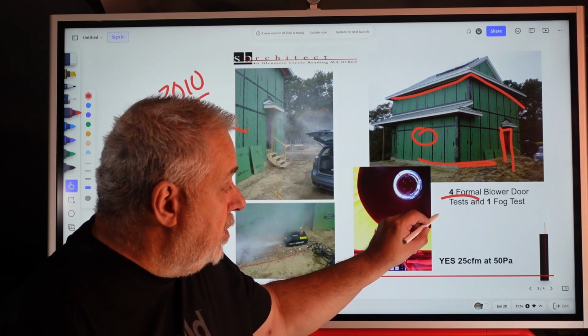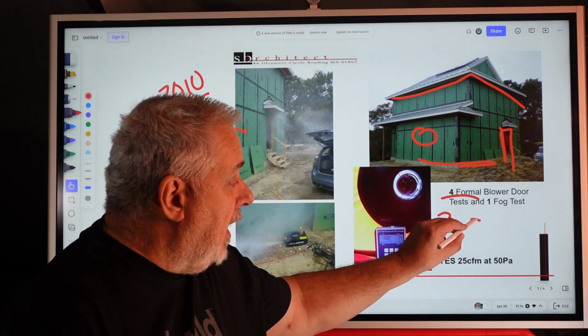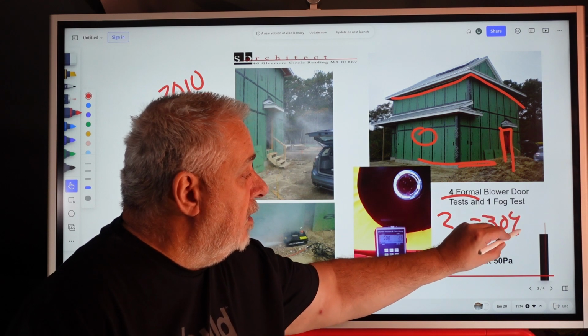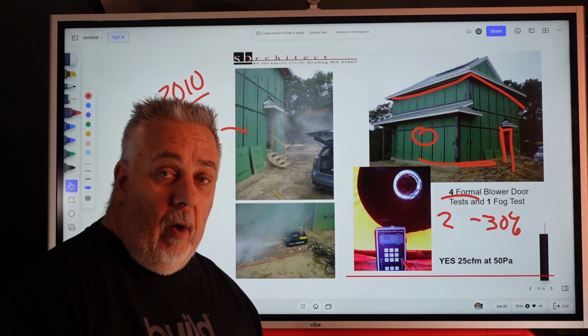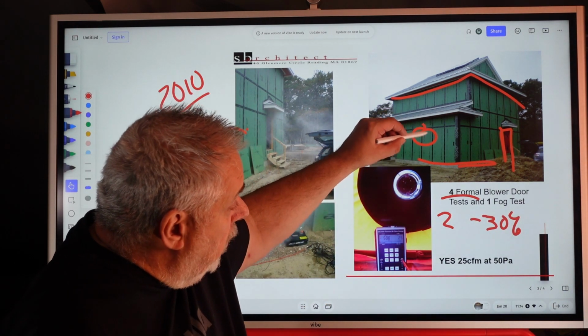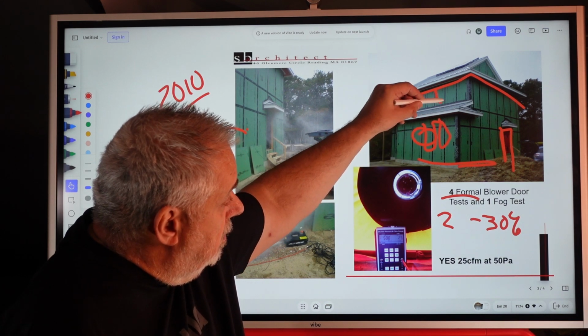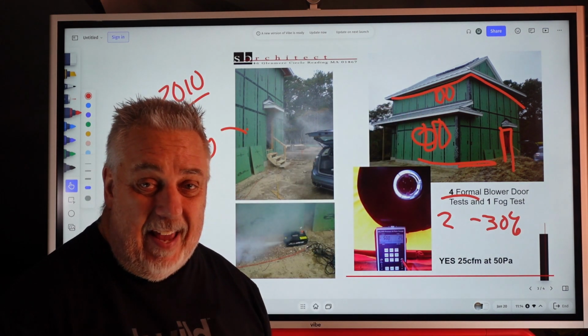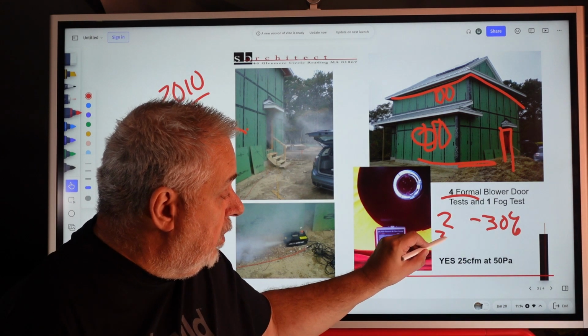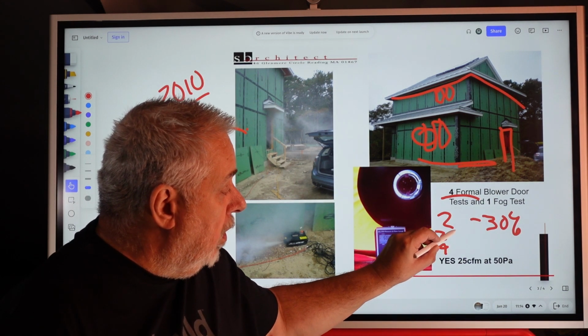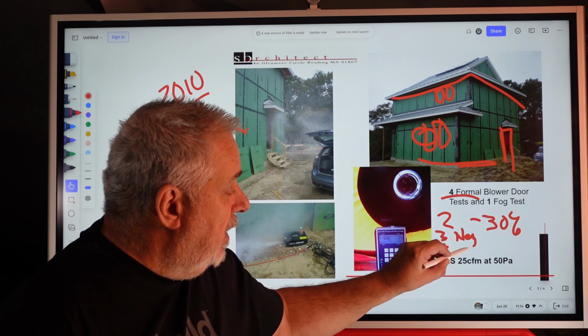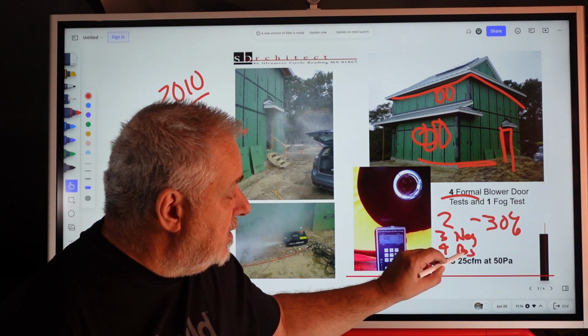We did test number 2, and we took out 30% of the air leakage. So we got that number way down. Then we got the windows and we cut in the windows, and we tested it again. When we tested with the windows, we did test 3 and 4. We did test 3 as a negative, and then we did test 4 as a positive.